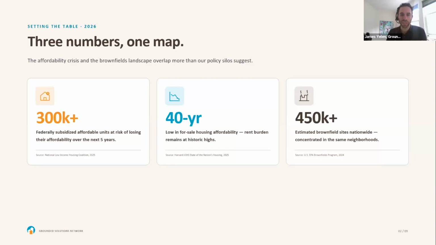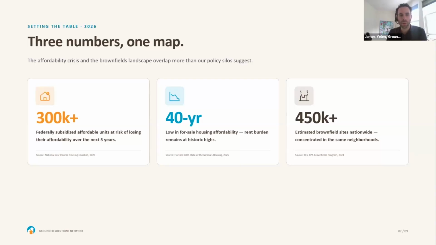The next stat, 40. This is representing the 40-year low we are currently seeing in for-sale housing affordability. That is a consequence of the combination of inflation, of historically high median home sale prices, paired with interest rates that have been stubbornly high, reducing the buying power. So we're seeing for the first time, I think ever, the median income home purchaser would need to spend over $3,000 a month on housing costs to be able to afford the median priced home, meaning affordability is scarce. And that's true on the rental side as well.